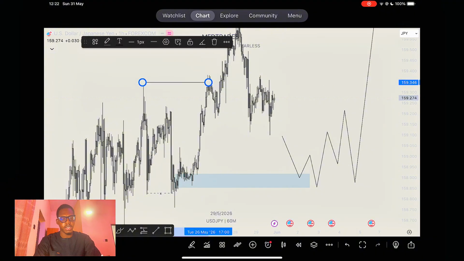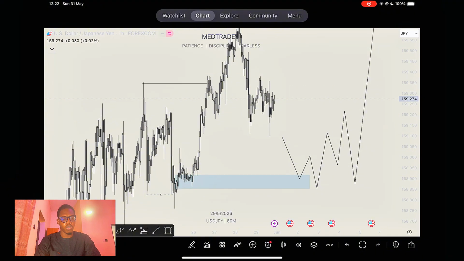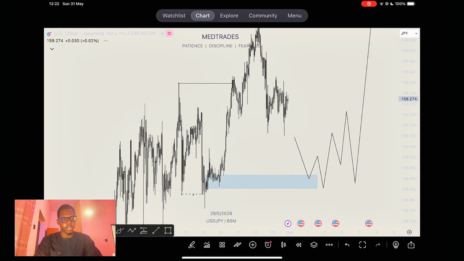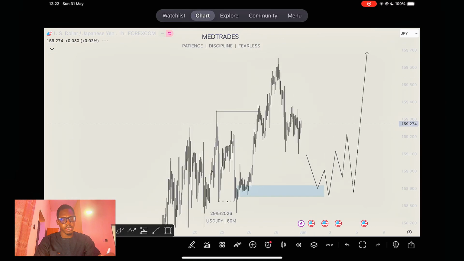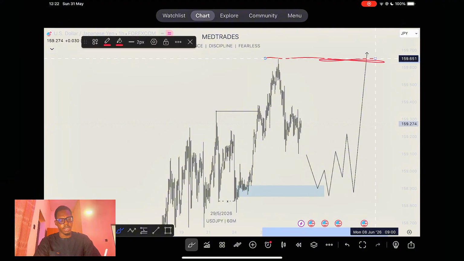So I'm expecting that price should dip into this level. So once I see my market structure shift right here, I'm going to buy, waiting for another buy, taking out, targeting this high here as my take profit level.